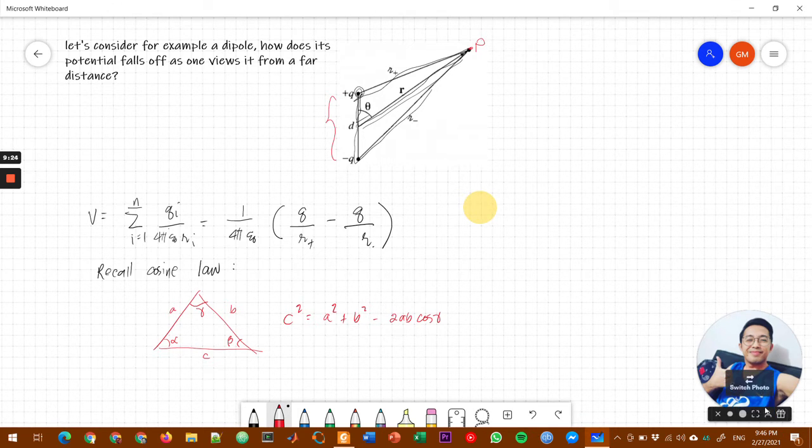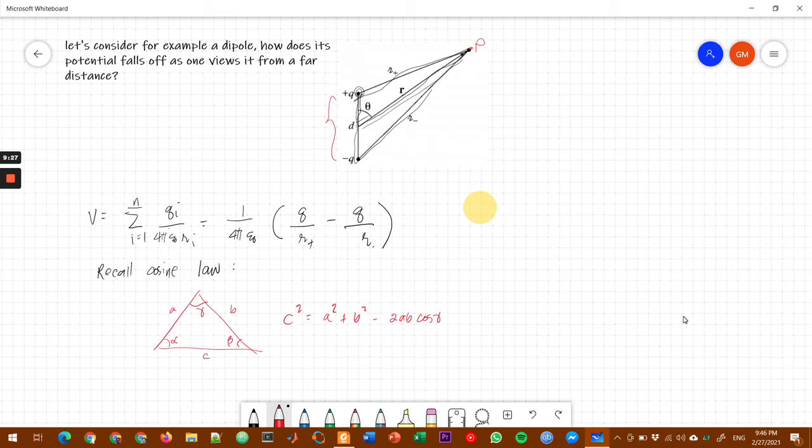So for R plus, using the law of cosines, A is D over 2, and then B is R plus. And C is the R. Okay? So we can actually do this.